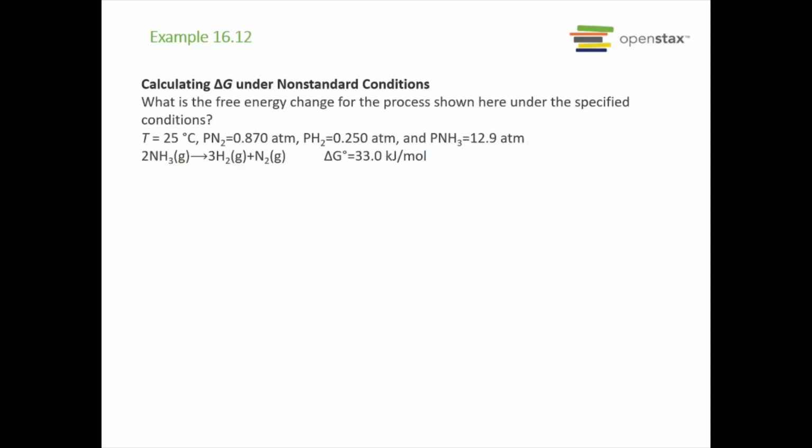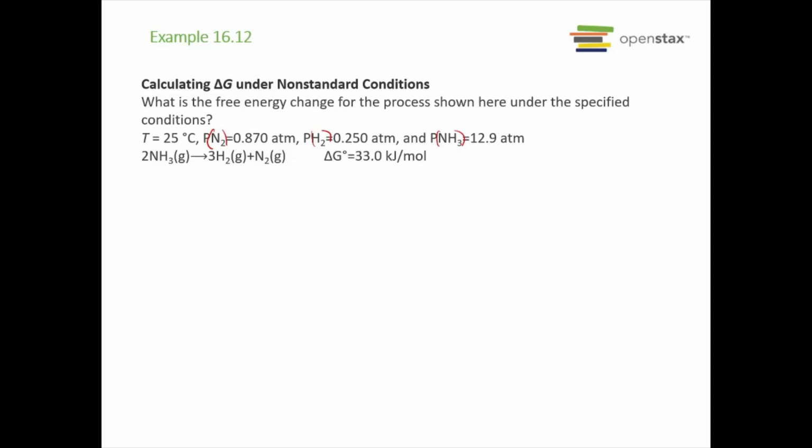All right, so let's look at another example, calculating delta G under non-standard conditions. We want to know the free energy change for the process shown here with these specified conditions. My subscripts didn't work as well as they're supposed to, but that's okay. I'm just going to go ahead and, gotta love copy paste from the internet. All right, so we're given the reaction, a temperature, partial pressures, and a delta G.